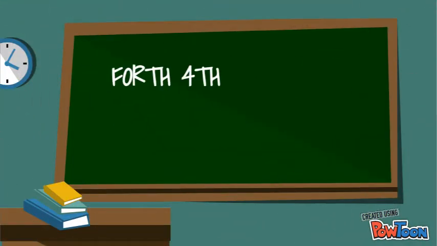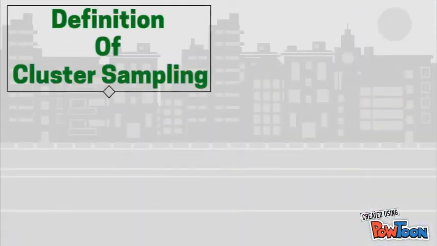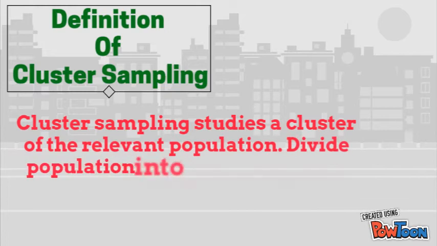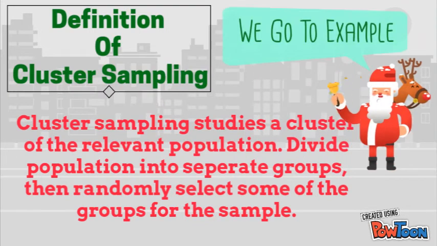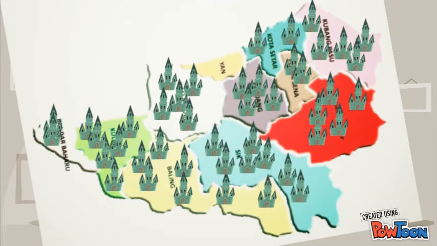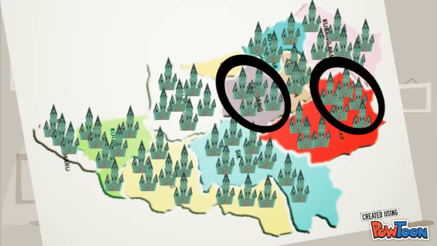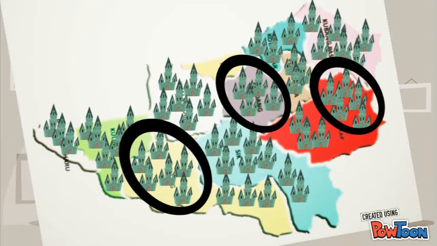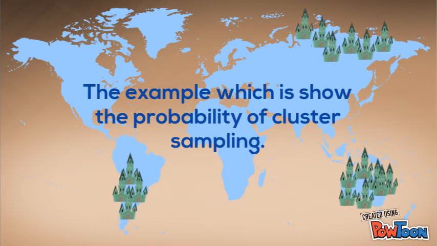At the end, we focus on cluster sampling. Now we go to the definition. Cluster sampling studies a cluster of the general population: divide the population into separate groups, then randomly select some of the groups for the sample. And now we go to the example. This is all our population, which is separated by city. A cluster sample is not selected by individual, but randomly selects some of the groups for our sample. This is the example which shows the probability of cluster sampling.